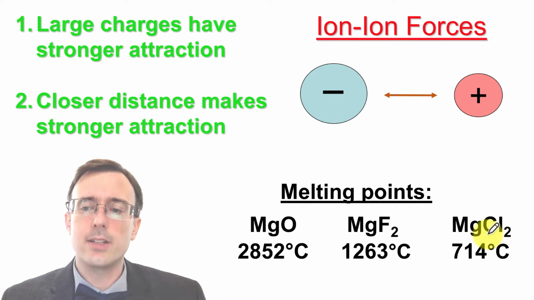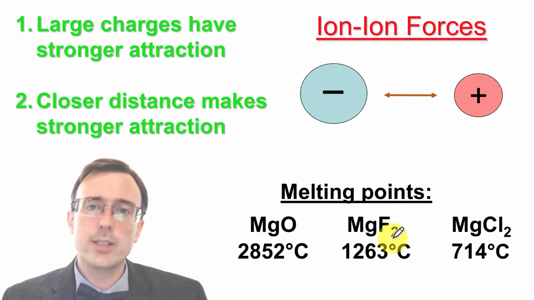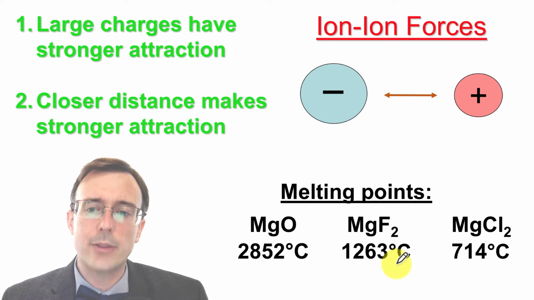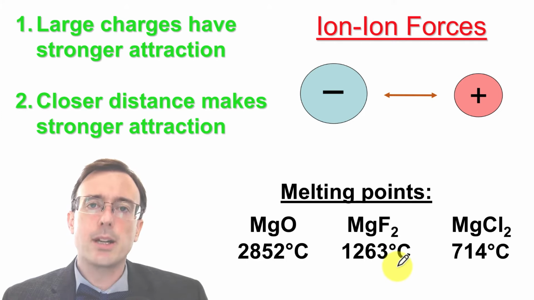The only difference is chlorine is larger than fluorine. And so your chloride ions are going to be larger than fluoride ions. When the ion is larger, it's going to take up more space, causing the ions to move apart, causing the distance to be larger. And so magnesium fluoride has stronger attraction between its ions because the ions of magnesium and fluorine are closer together in magnesium fluoride, simply because fluoride is smaller than chloride.